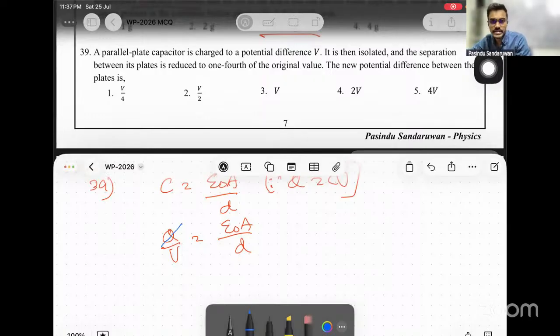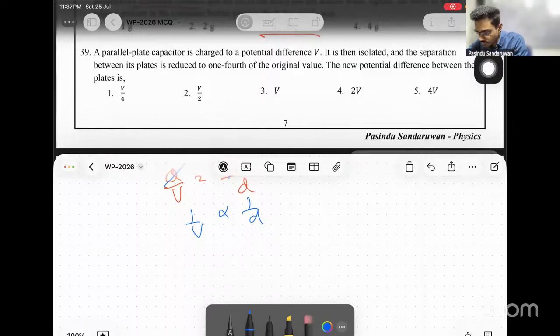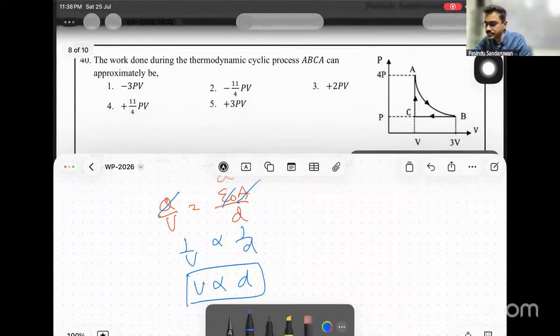Q is a constant, even though the plates are taken apart. Q is same. Epsilon naught is a constant. Same plates, A is a constant. Which means both V and D are in the denominator, so they are proportional, V proportional to D. If V is proportional to D, if the gap between plates is reduced to 1 over 4, then V is reduced by 1 over 4, then V over 4. Don't do it this long way hereafter. V is proportional to D. So you can approach it easily.